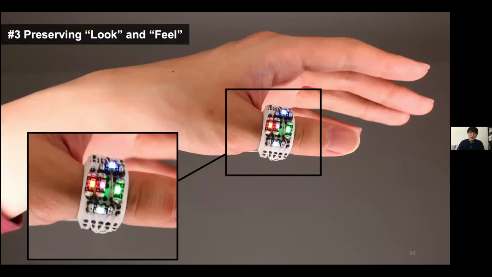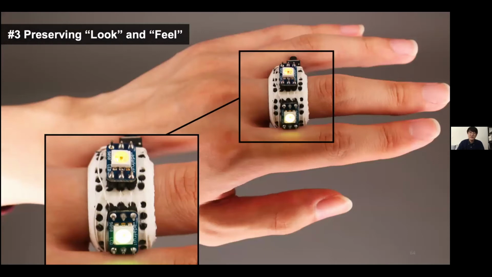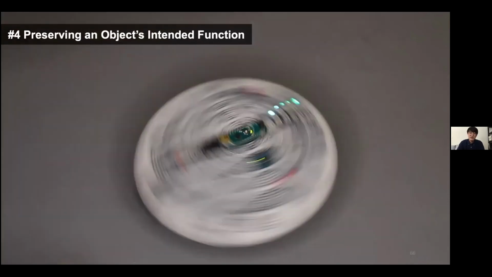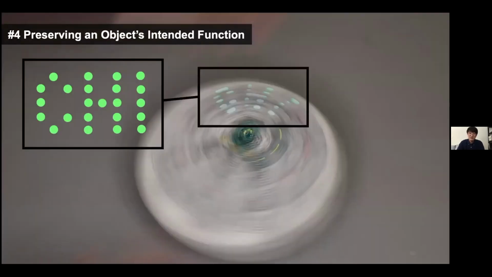CurveBoard also preserves the look and feel of the prototype. CurveBoards allow users to prototype function directly on a small and dedicated object like a ring, which is very hard to achieve on normal breadboards. Fourth is preserving the object's intended function. As you can see, with all the electronic components on top of it, the frisbee still functions as a normal frisbee as it throws and spins.